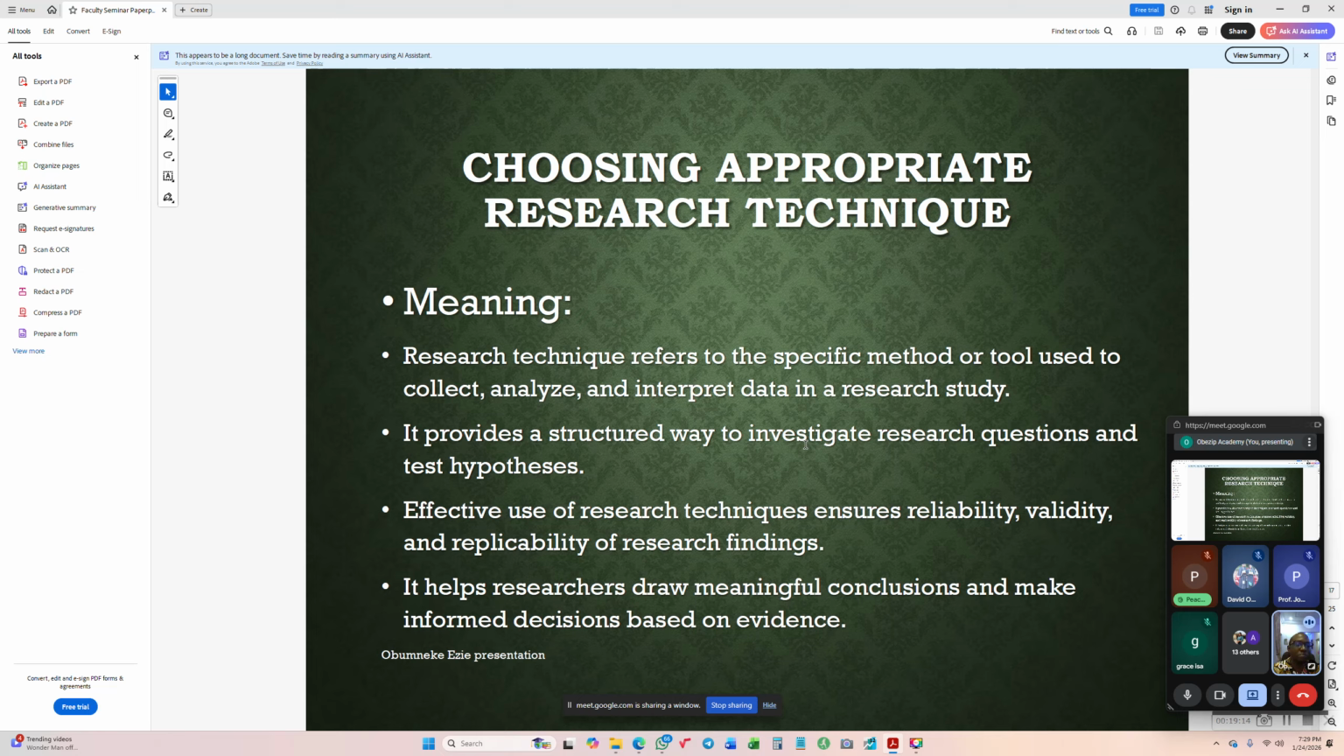Research technique refers to the specific method or tool used to collect, analyze, and interpret data in any research. Whatever method you want to use to analyze your data set, collected either from secondary data, that is documented data, or from the field, which is primary data, we call it research technique. The essence is to ensure that research is reliable, valid, and replicable in other research findings. It also helps researchers draw meaningful conclusions and make informed decisions based on evidence.